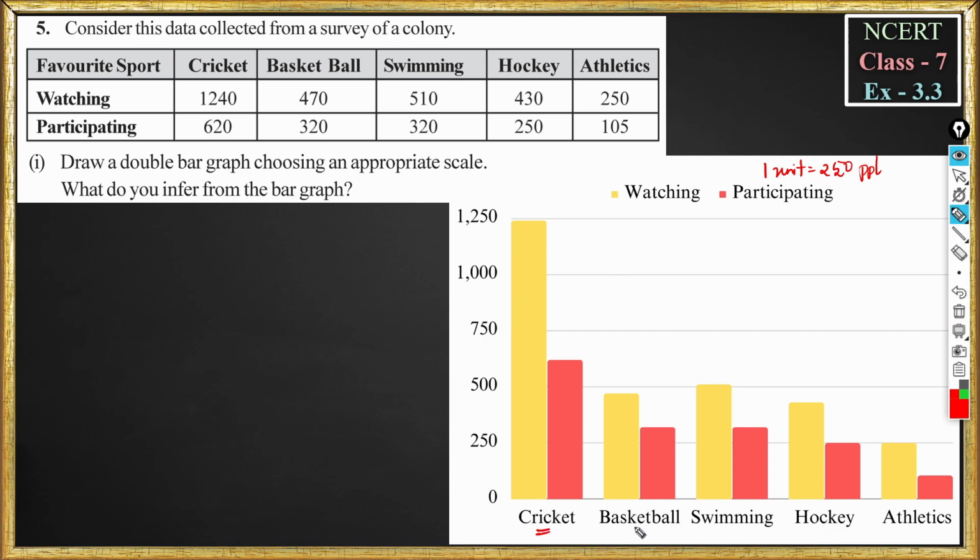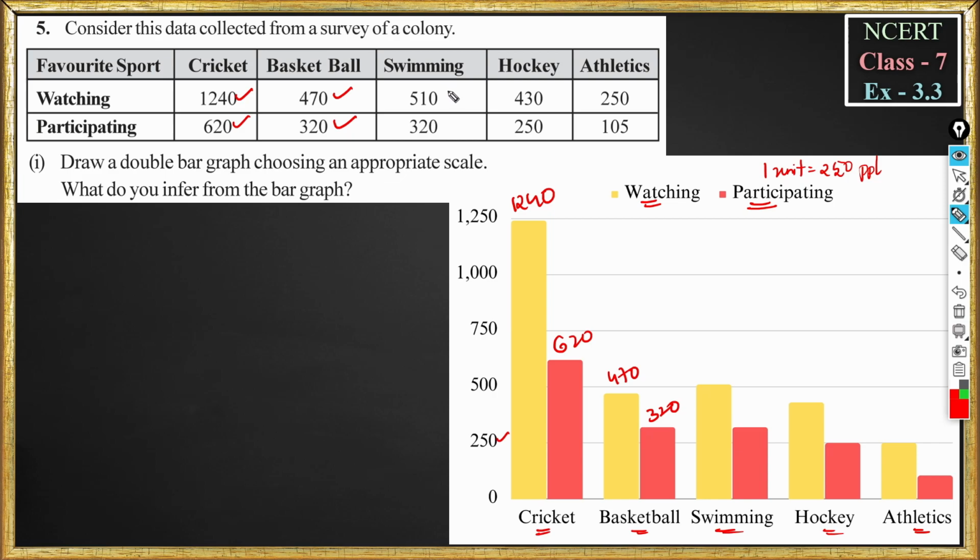So this is cricket, basketball, swimming, hockey and athletics. Yellow represents people watching and red represents people participating. Since this is a double bar graph, we have 2 bars each for comparison. In cricket, the number of people watching is 1240, that is this value, and the number of people participating is 620. In basketball, the number of people watching is 470, which is slightly less than 500, and the number participating is 320, which is more than 250.